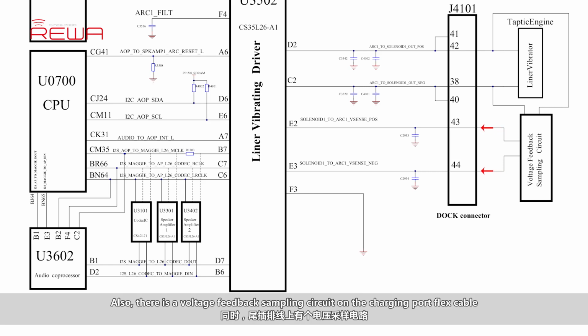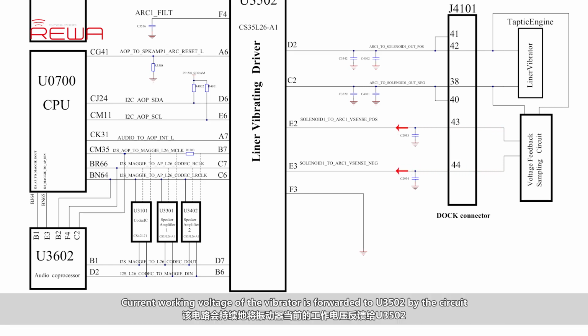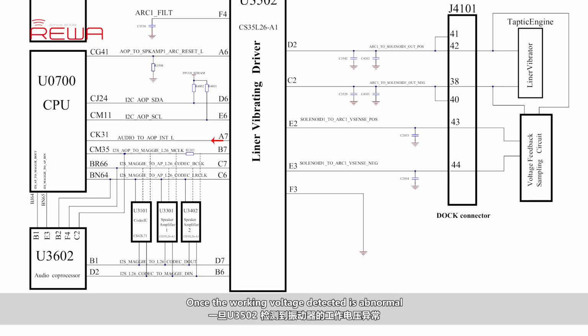Also, there is a voltage feedback sampling circuit on the charging port flex cable. Current working voltage of the vibrator is forwarded to U3502 by the circuit. Once the working voltage detected is abnormal, U3502 will send an interrupt signal to CPU. CPU will then send a corresponding control signal to adjust outputs from U3502 with the help of the I2C bus, so as to stabilize the whole vibrator driving circuit.